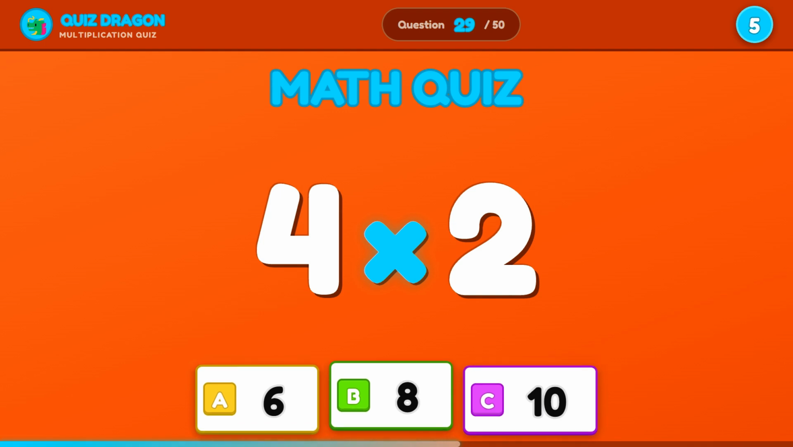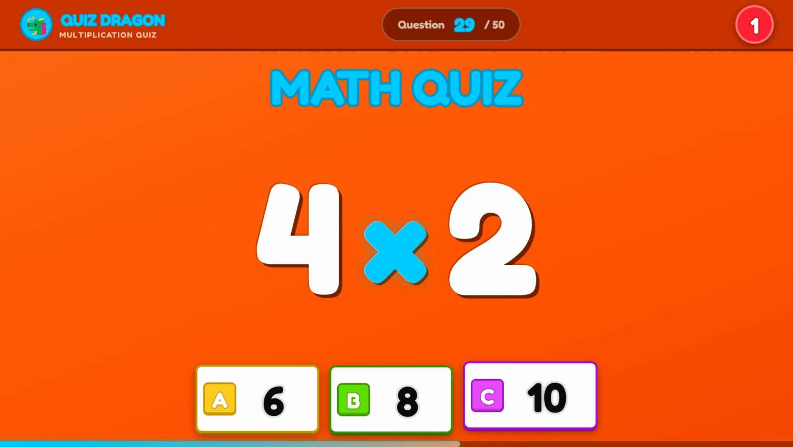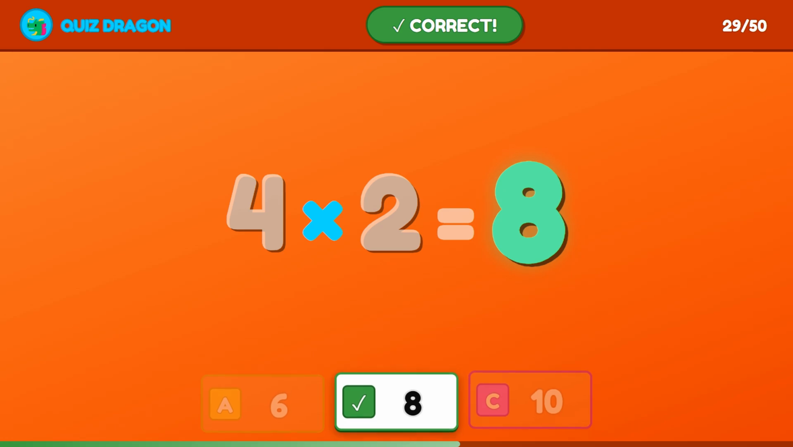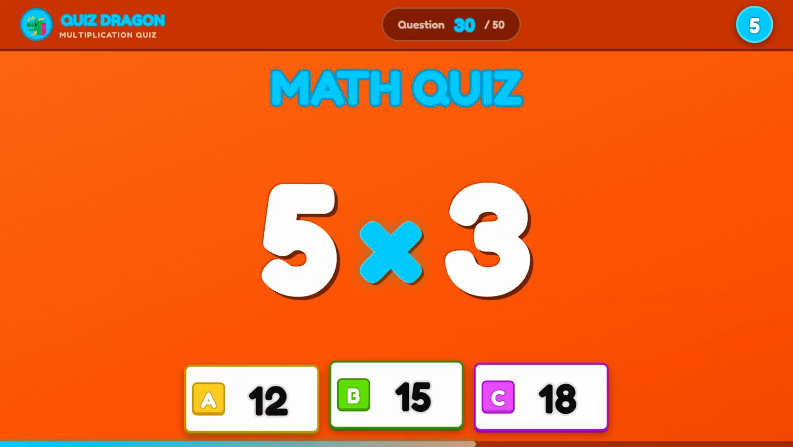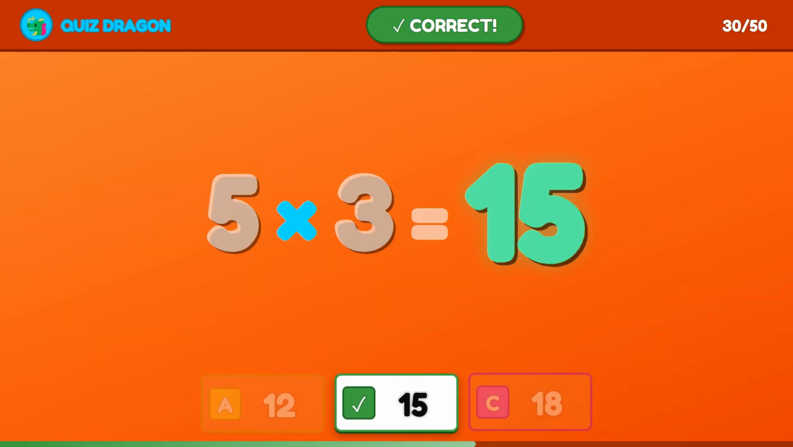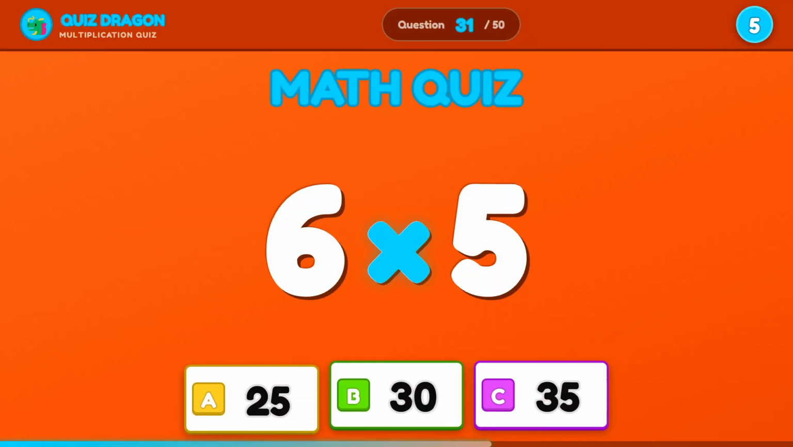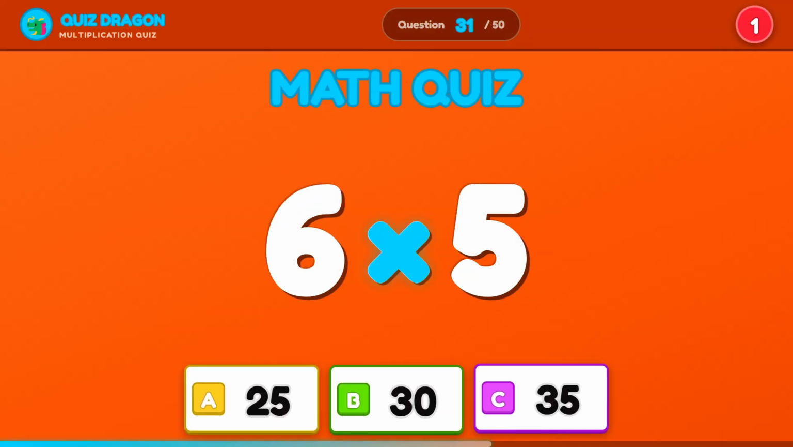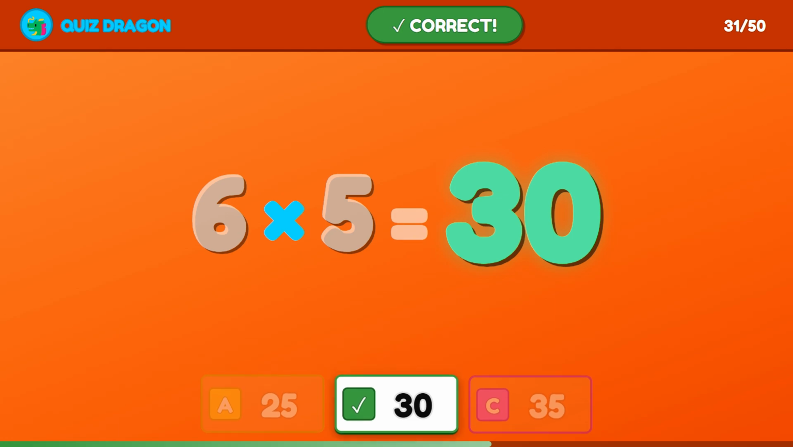Number 29. 4 times 2 equals? The correct answer is B, 8. Question 30. 5 times 3, what's the answer? The correct answer is B, 15. Question 31. What is 6 times 5? The correct answer is B, 30.